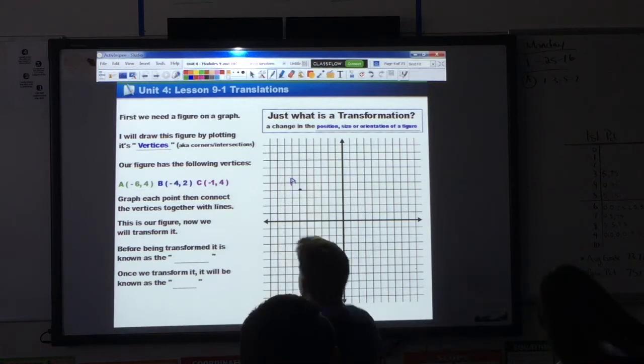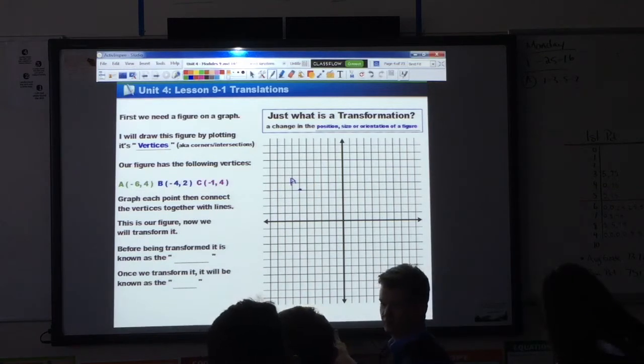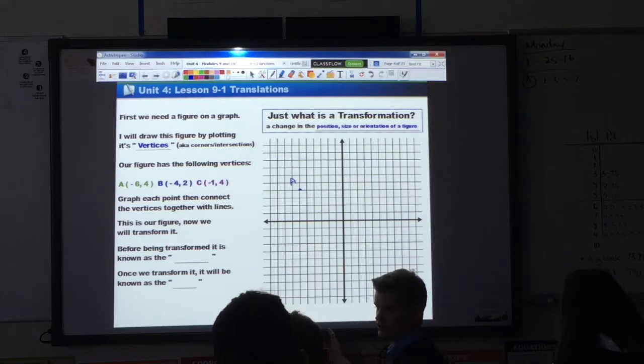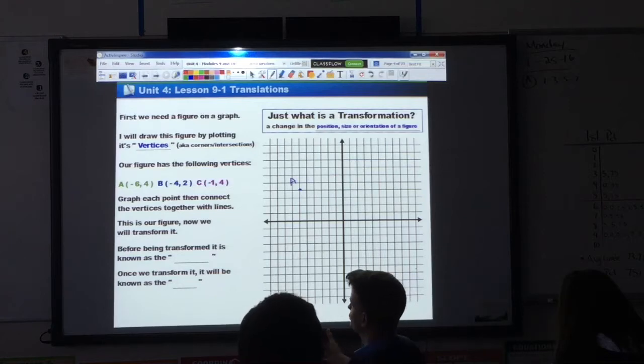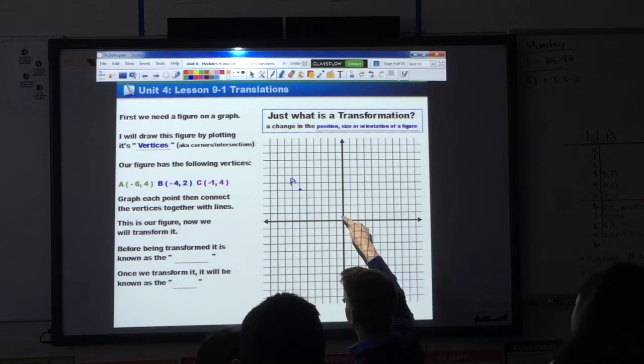Make sure you label it. That is point A. Make sure you're doing this on your paper, so that way you can stay current with us because you're going to need all these figures and all this information. Once you have point A, you go and you do point B. Speed it up a little bit here.